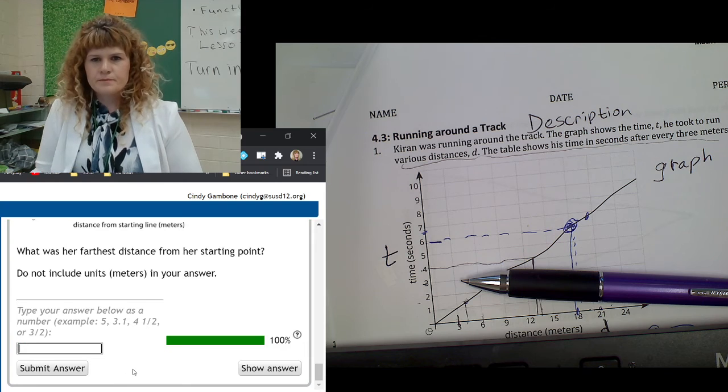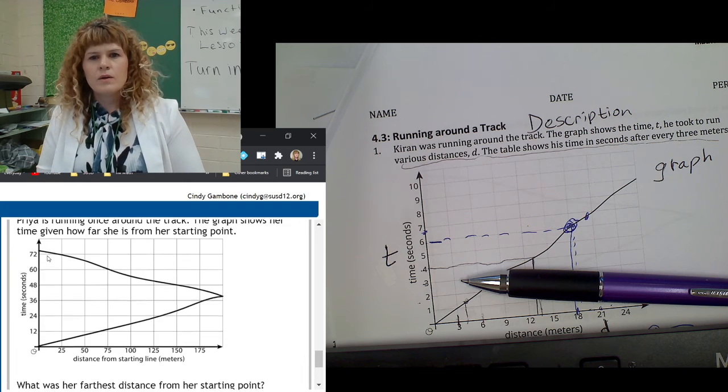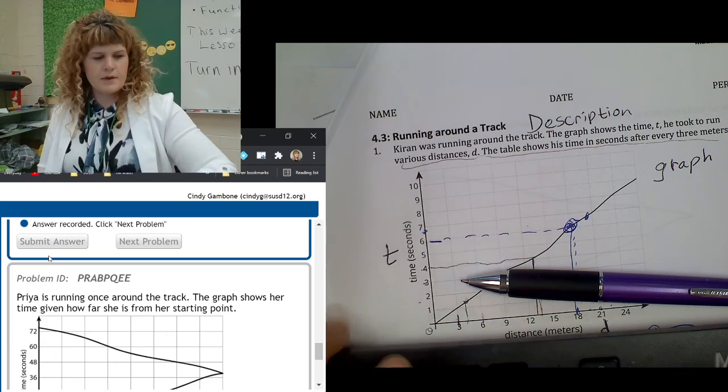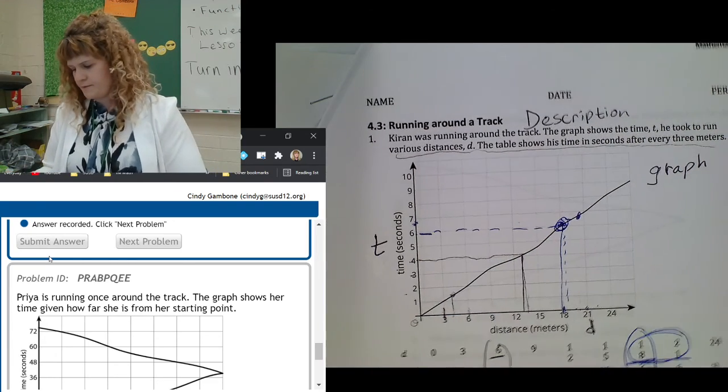Next problem. Oh, we have a new graph. Okay, go to the next page in your handouts.